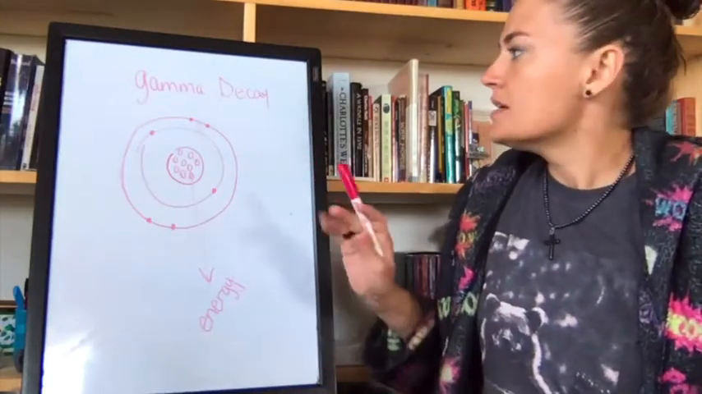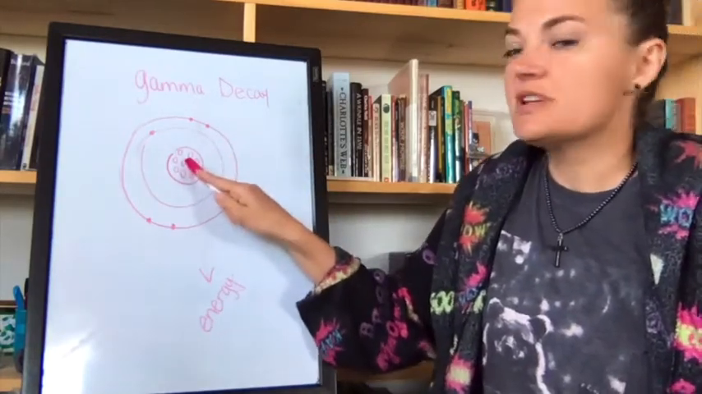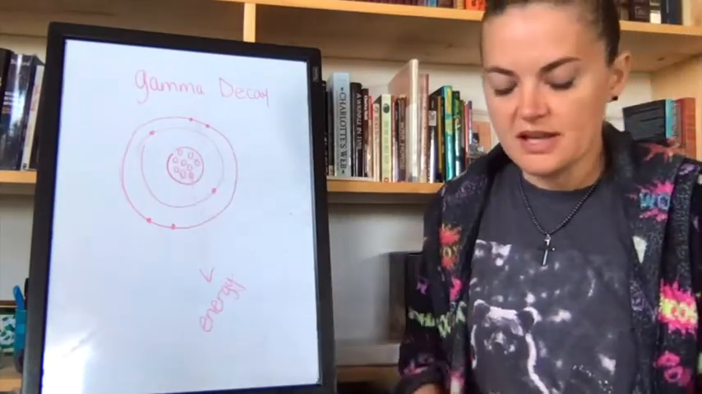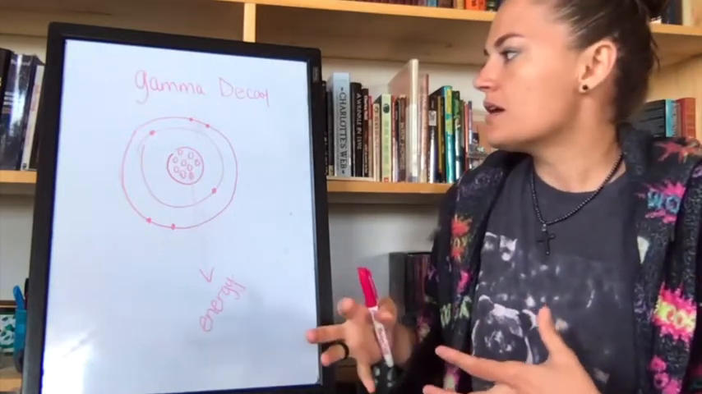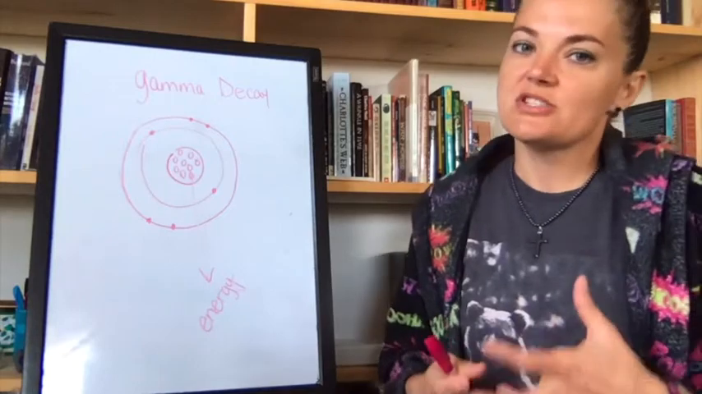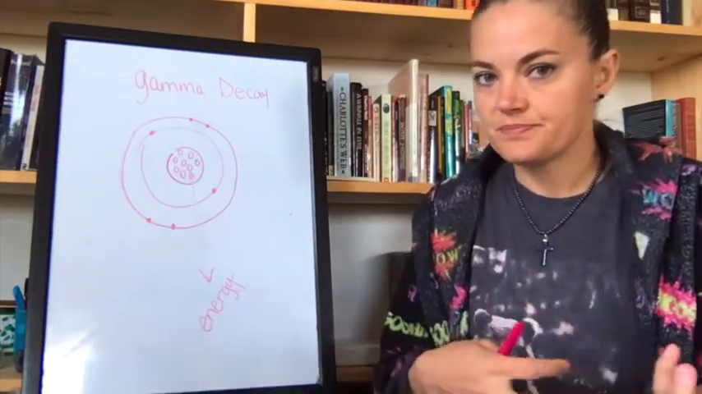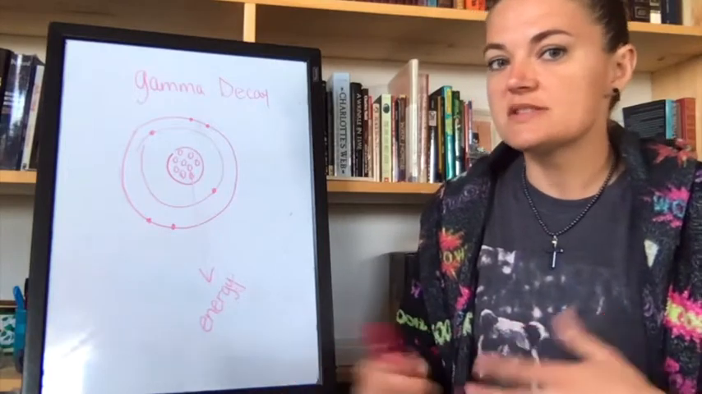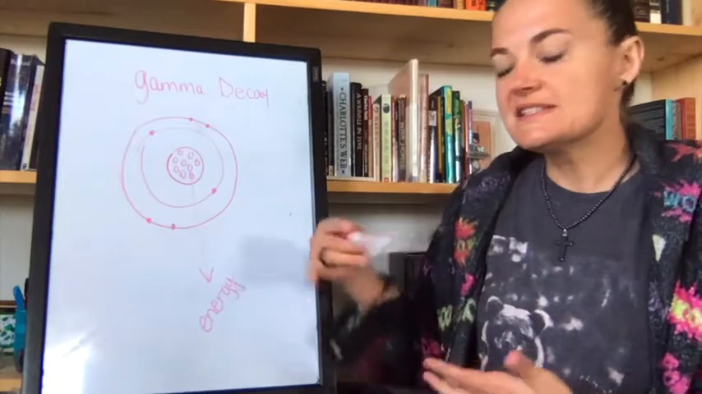Now, in gamma decay, you have your atom and you have your nucleus with your protons and your neutrons. Now, in this situation, the amount of energy within the nucleus has changed somehow, whether by an outside influence or conditions that the atom is under. And so the atom releases energy.